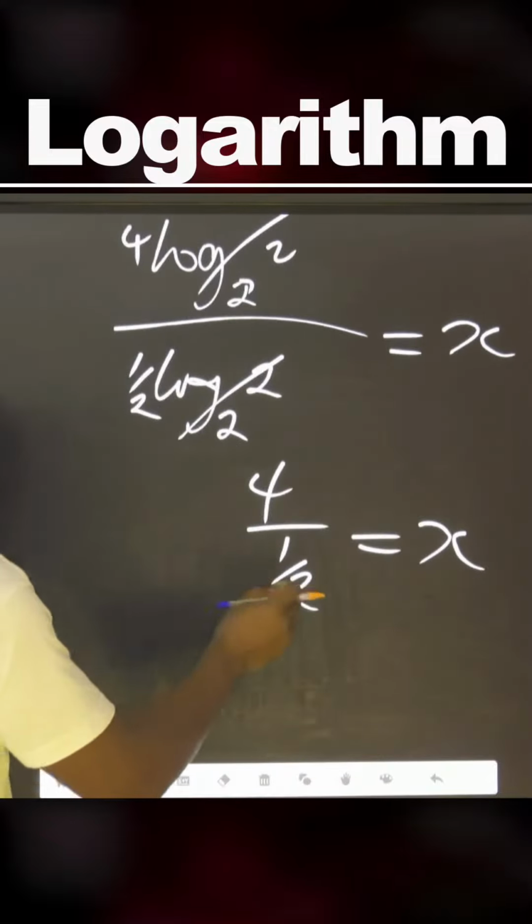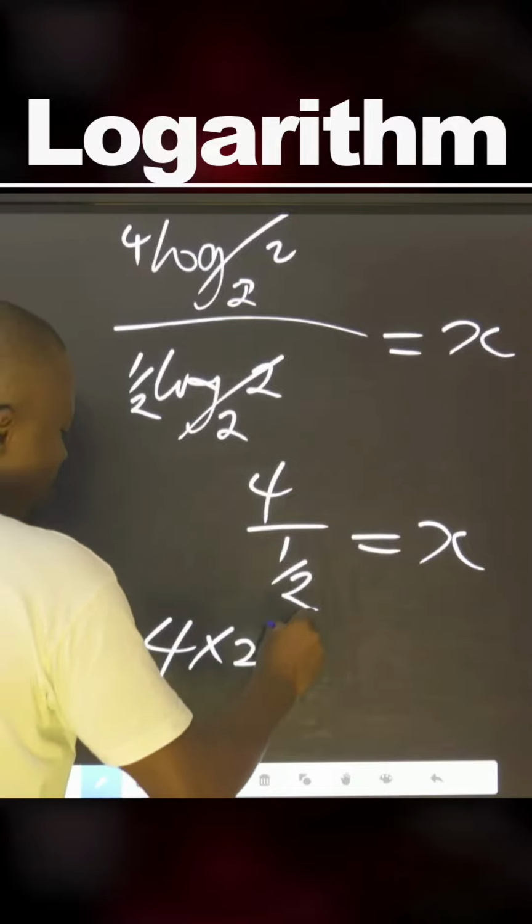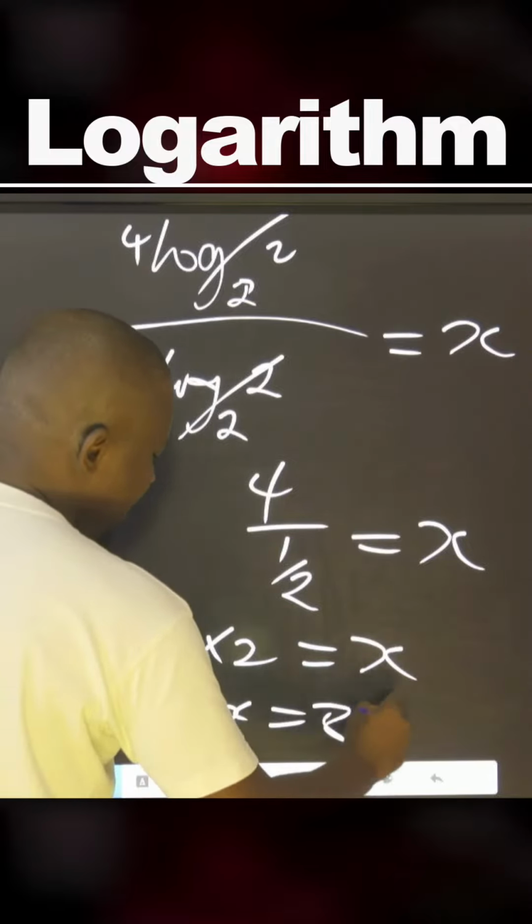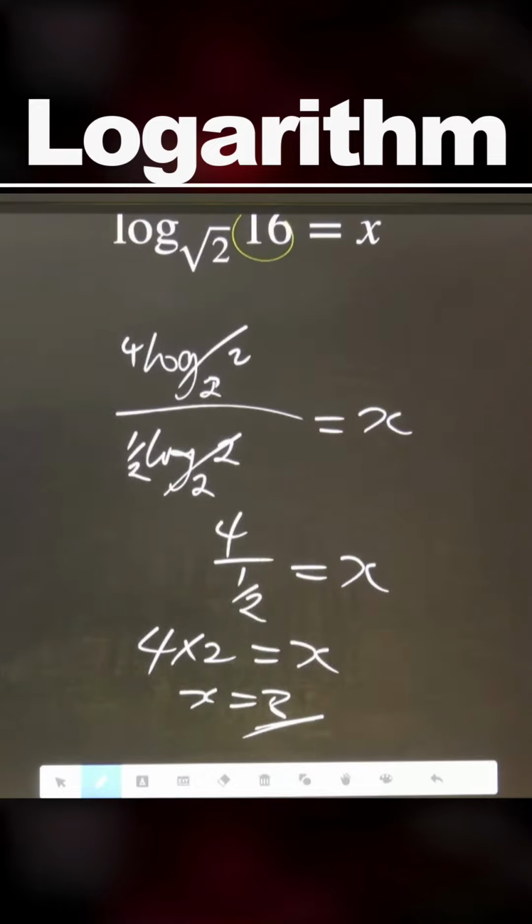You agree with me? If you flip this, now you're going to have 4 times 2 equals to x. So x is equals to 8. You agree? Look at it very well. That is the answer.